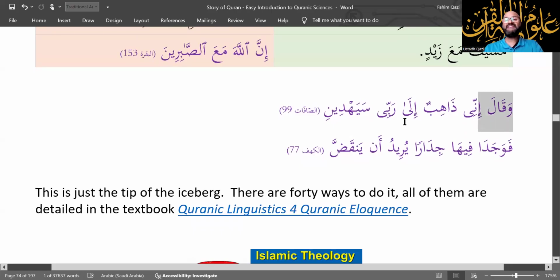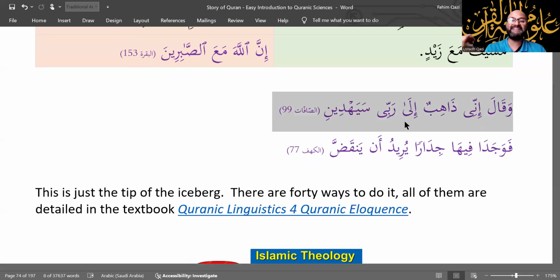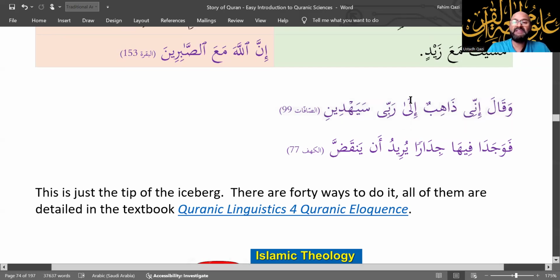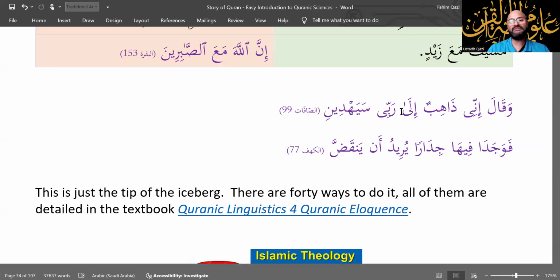قال Ibrahim alayhi salam said, قال إني ذاهب إلى ربي سيهدين. Surely I am going to my Rabb. He will guide me. Going to my Rabb? How can you go to my Rabb? It has an interpretation. It means he was going to migrate to another land. So he's using it metaphorically, going to, not physically, literally going to your Rabb, because that's impossible.